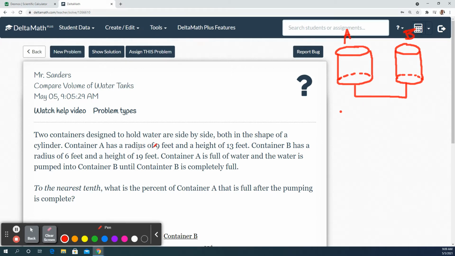And on A, radius of 9. So there's our radius, R equals 9 on A, and height of 13. So that's height of A and radius of A. And B has a radius of 6, so R sub B is equal to 6. And the height, H sub B, is equal to 19. All right. That should be everything we need.